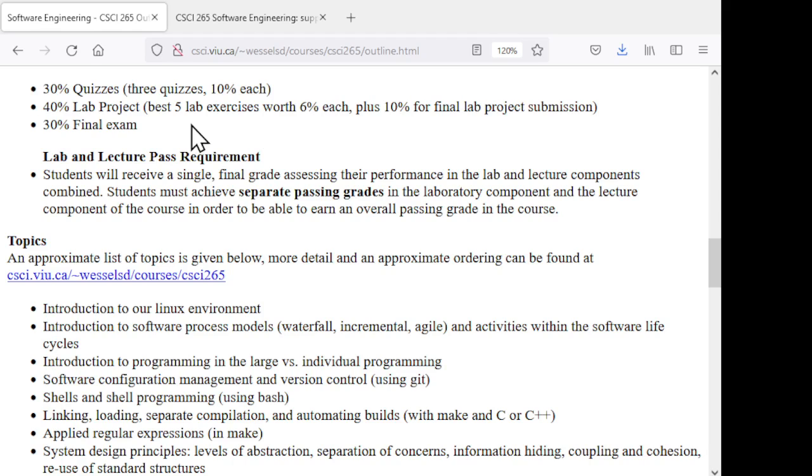And then there'll be a 3-hour final exam scheduled, time and location to be announced when the university gets around to it. That'll be worth 30%. The lab portion and the final exam portion are must pass, right? You've got to pass the lab portion of the course and you've got to pass the final exam.